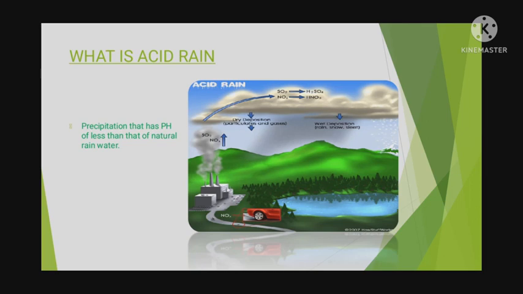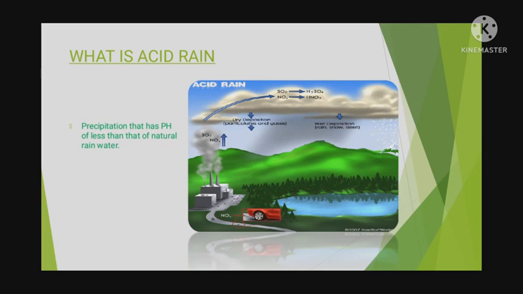And coming to the pH level of water, normal rainwater is around 5.4 to 5.6, which is normal. And coming to the pH of acid rain, which is around 4.2 to 4.4, which is an acidic medium.